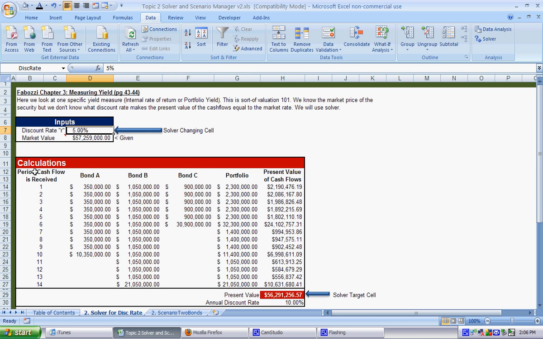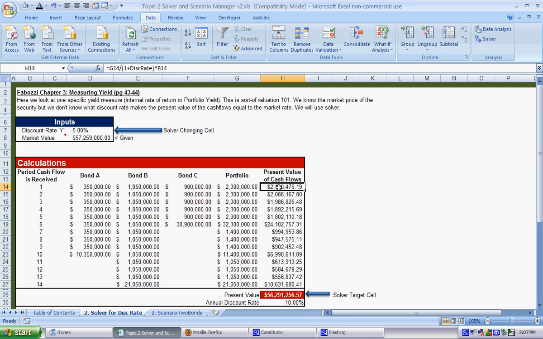Here we have a portfolio made up of 3 different bonds with 3 different maturities, and these are the cash flows for the bonds. So in year 1, for the portfolio, bond A brings in 350,000, bond B 1.05 million, and bond C 900,000. So the portfolio cash flows for that year are just the sum of those 3, and that's the same for all of the cells below that. You can see these mature in years 6, 10, and 14.